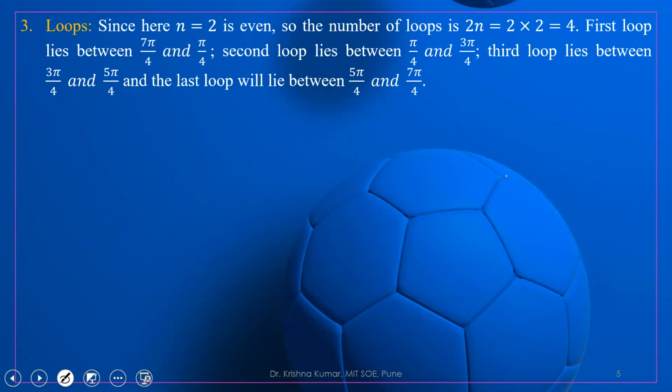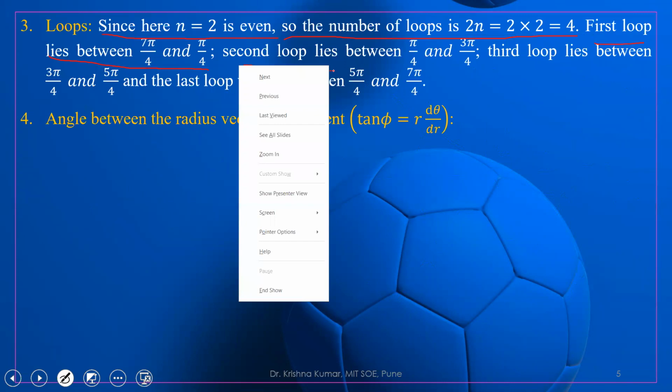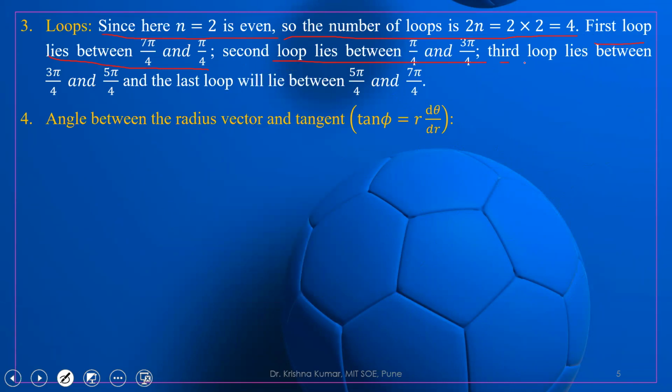Okay, let us discuss. Since n is even, the number of loops is 2n, equal to 2 into 2, equal to 4. The first loop lies between 7 pi by 4 and pi by 4. The second loop lies between pi by 4 and 3 pi by 4. The third loop lies between 3 pi by 4 and 5 pi by 4. And the last loop will lie between 5 pi by 4 and 7 pi by 4. All these, pi by 4, 3 pi by 4, 5 pi by 4, 7 pi by 4, are the tangents. Okay.